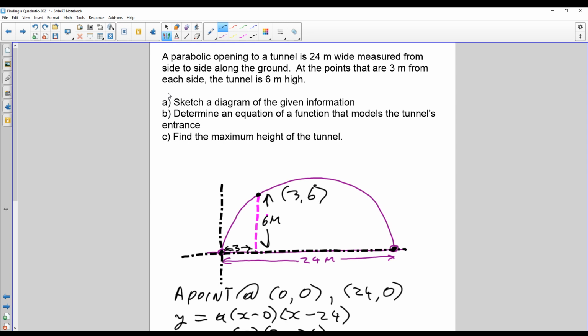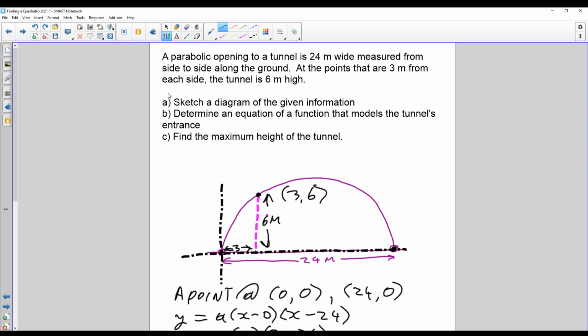For much of the drawings that I do, you really need to use your imagination quite a bit. So, it has a parabolic shape. It's 24 meters wide. So I'm just going over the question, the third part we did already. It's 24 meters wide, so it goes from here to here, 24 meters apart. And at 3 meters from one edge, it goes 6 meters up.